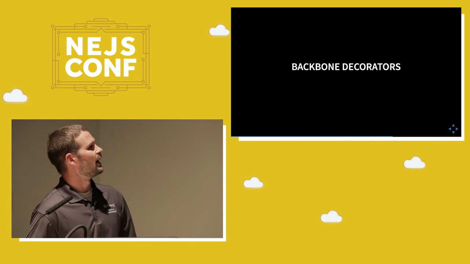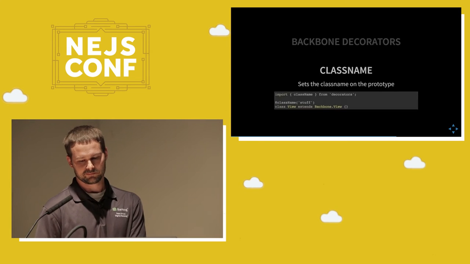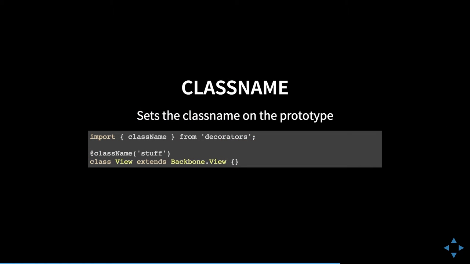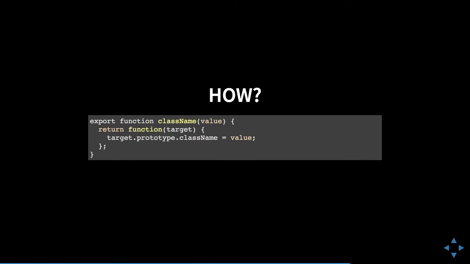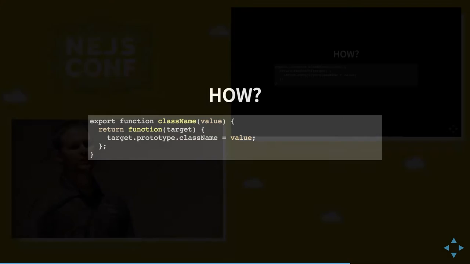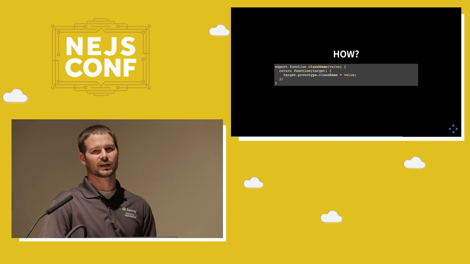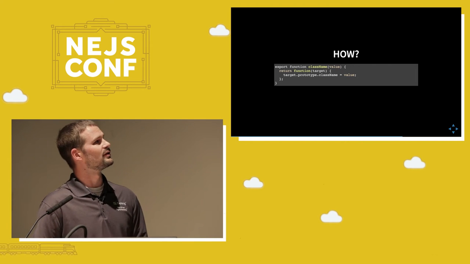So let's take a look at how these examples actually work under the covers. First, the really simple one is class name. I created a decorator called class name that takes the class that I want to add to my Backbone view. Behind the scenes, what I did is export a function class name, which takes the value that's the class name that I want to attach to my view. It returns a function, and the only argument that I use in this case is target, which is the class constructor. On the class prototype, I set class name equal to the value passed in. What this does is it allows my class name to be available at constructor time, and so Backbone just works nicely again.